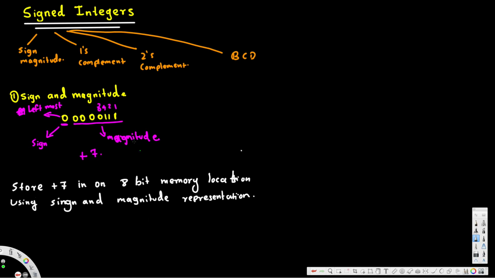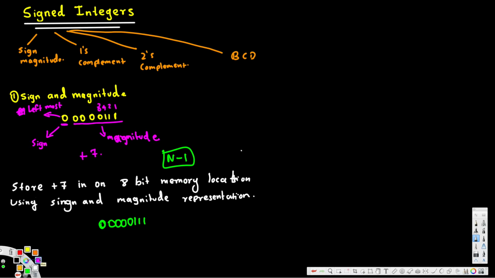Plus 7 is, first of all, 8, 4, 2, 1, so 7 is 111, and the last three digits should be 1. Since this is an 8-bit memory location, we use n minus 1, which is 8 minus 1, that's 7, so we first fill it up with 7 bits. Here 3 are already used, so we have to put 4 more zeros. We put zeros for the n minus 1 locations. Now we have 1, 2, 3, 4, 5, 6, 7. The last one goes to the sign. If it's positive, we put a 0. If it's negative, we put a 1. That's the difference. This is how we store plus 7 in an 8-bit memory location.